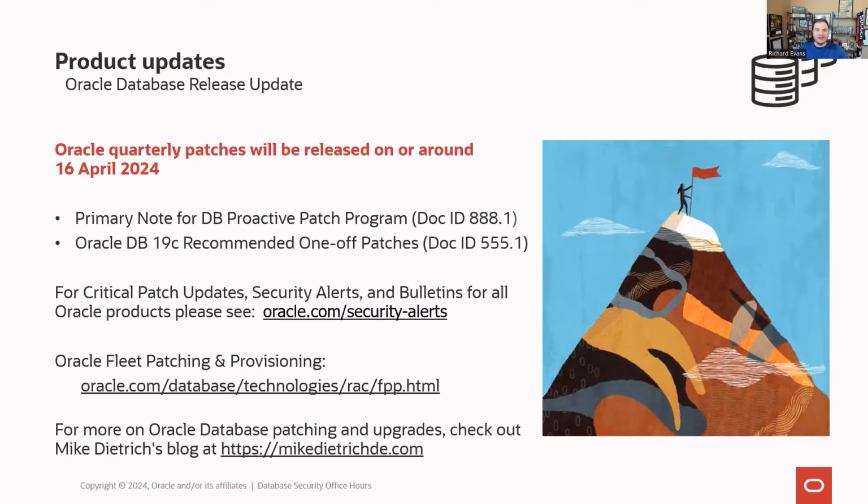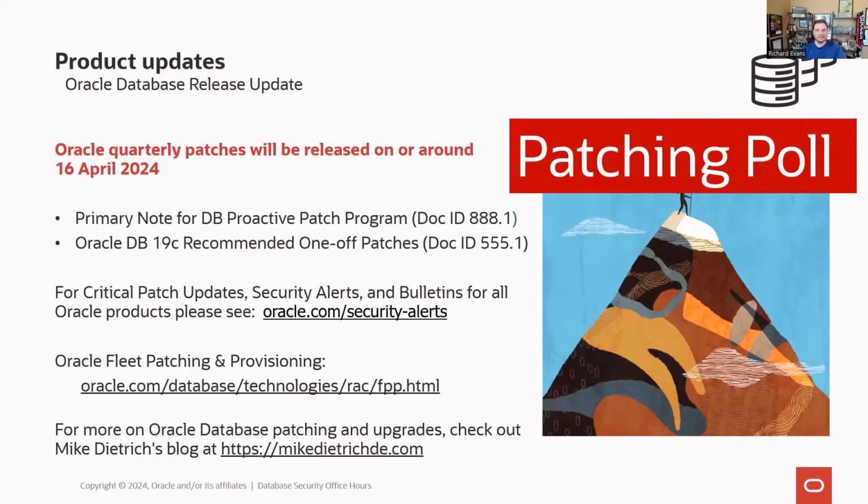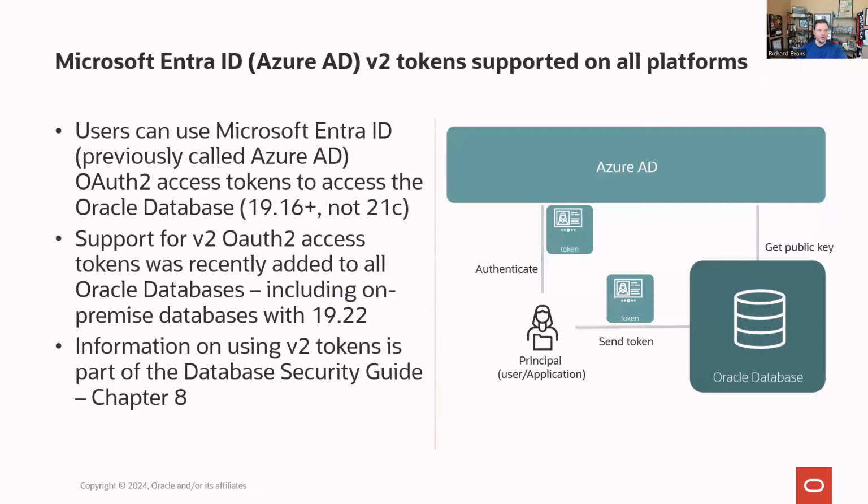If you're using Oracle RAC, Real Application Cluster, please check out Fleet Patching and Provisioning as a way to hopefully streamline your patching with gold images of grid infrastructure and the database. And as always, the source of truth is Mike Dietrich and his blog on upgrades and patching, MikeDietrichDE.com. Okay. So I'll let this patch poll run for another minute or so here, and I'll keep talking about the next slide. But we'd love to have your feedback and understand where you're at in your patching process. And you're welcome to put comments in the chat too, if you want to add comments as well.